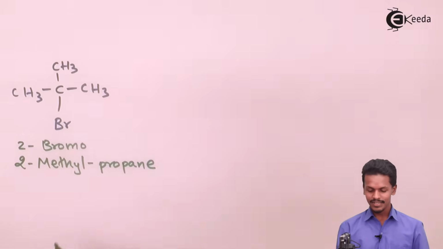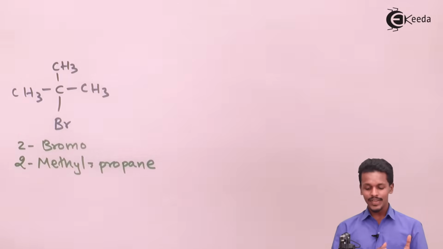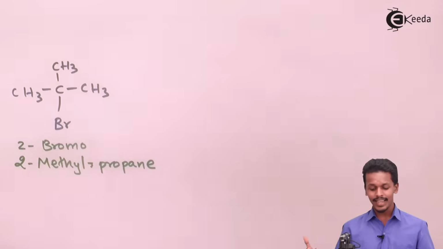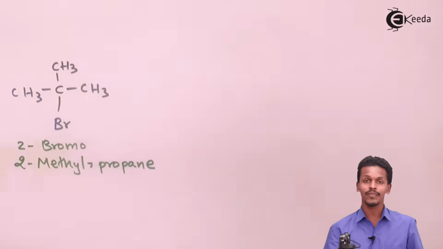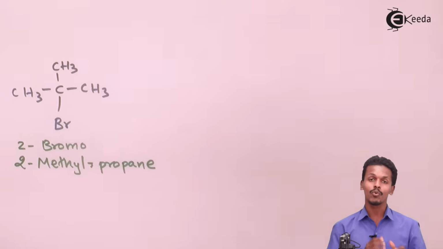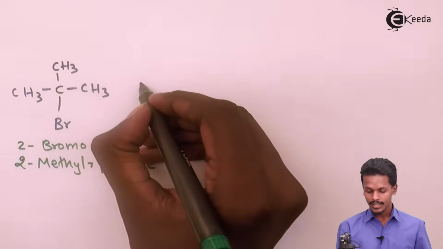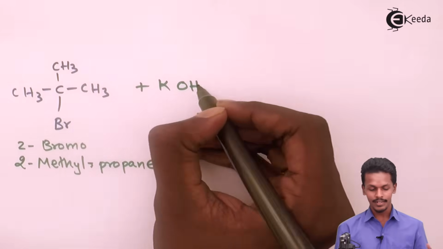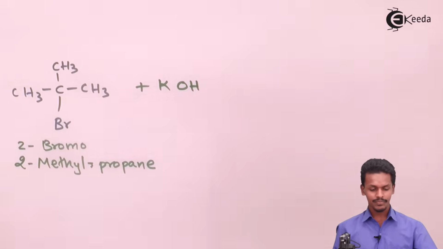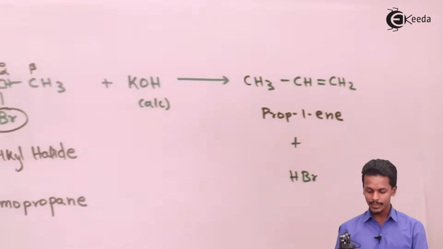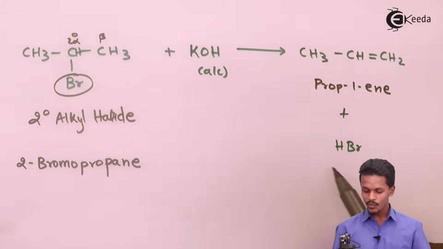So this is what, and the thing is we have to convert this into an alkene. Even this is an alkyl halide, so we can't use any kind of sulfuric acid in this process. We have to exclusively use KOH. So therefore KOH will be used.